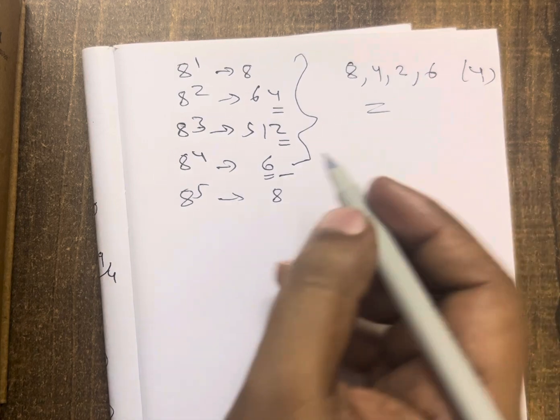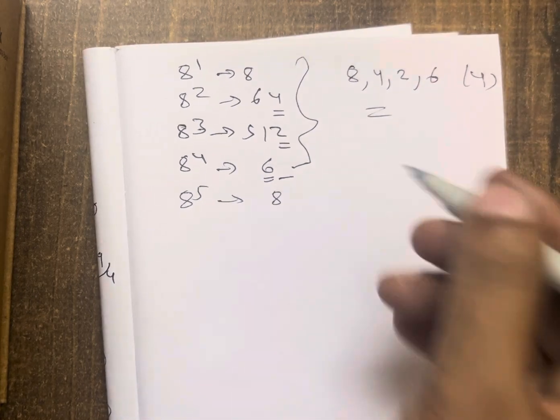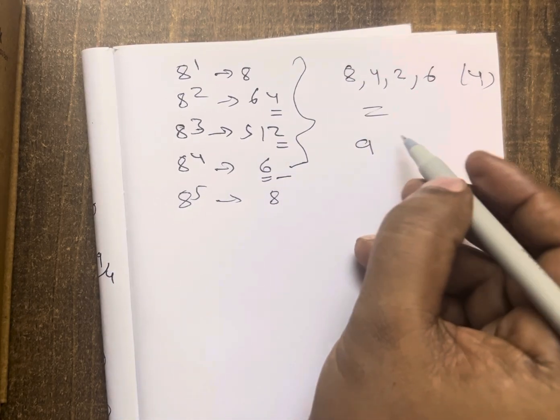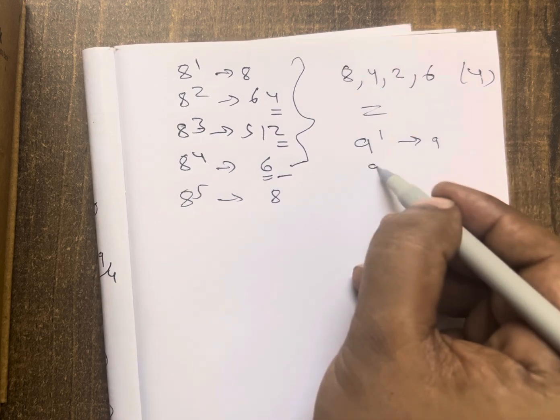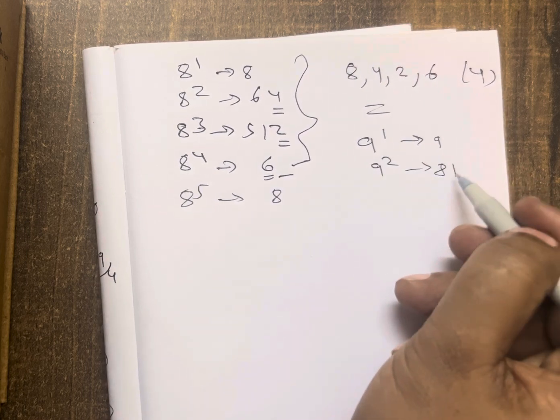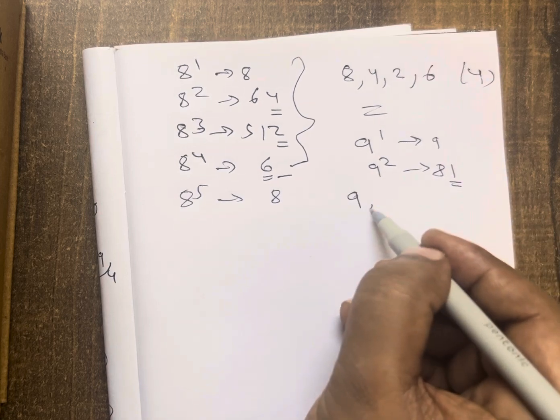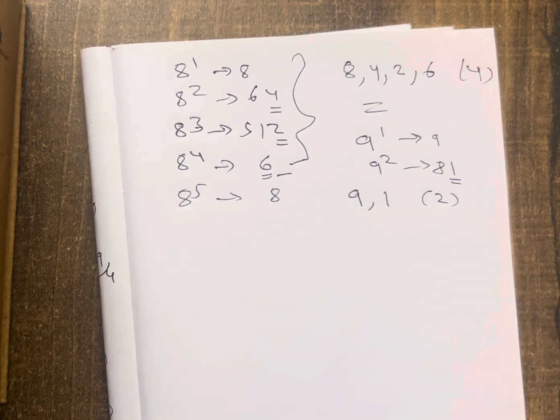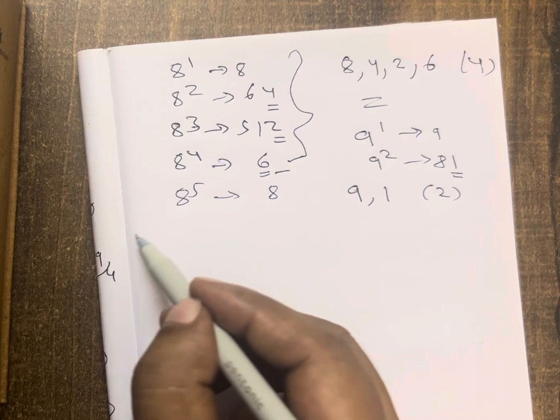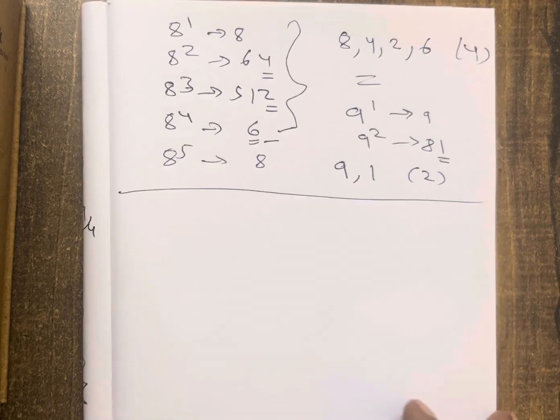Okay, now comes 9. 9 is simple. So 9 to the power 1 is 9. 9 to the power 2 is 81. Okay, last digit 1, and then again it will come 9. So 9 cyclicity is 9, 1, and length is 2. That's it. Okay, so now let's summarize it as a table.